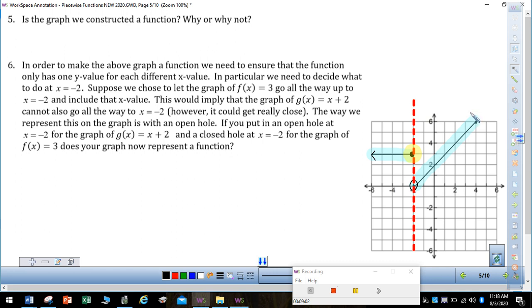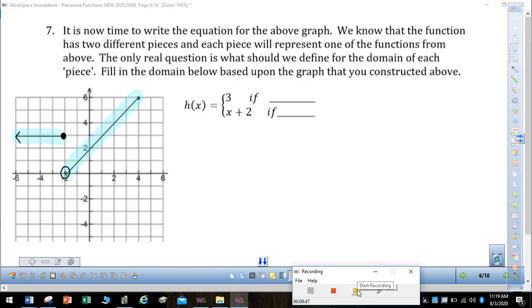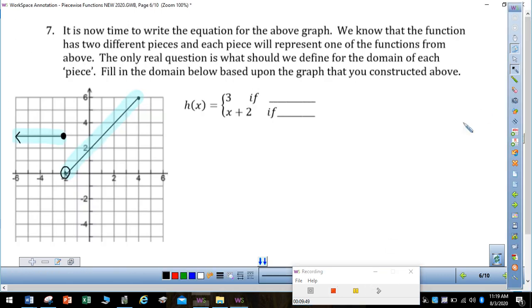It's kind of like when we used open holes to represent the shaded region on the number line graph for inequalities. It's like the line is getting really, really close to that value, but it's not actually going to touch it or cross it. So that open hole, closed hole for that x value in the same position is the way to make it so that it's still a function.